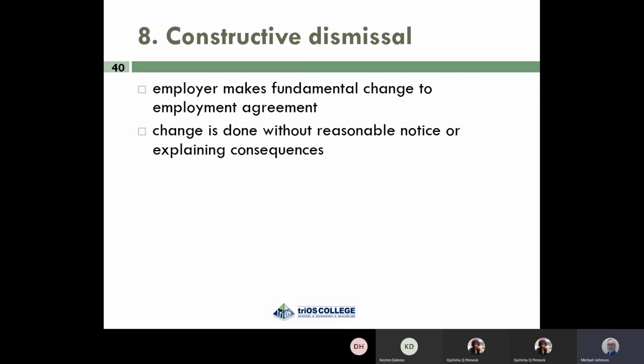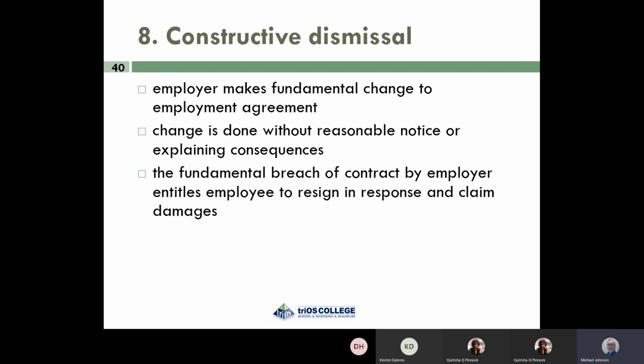So change is done without reasonable notice or explaining the consequences. Again, constructive dismissal requires that they know and understand what's going on. Further to this, they're usually informed that the contract will cease to exist and a new contract will be created and they will have to sign that new contract. Fundamental breach of the contract takes place simply because it no longer applies. So it entitles the employee to resign in response and claim damages if necessary.